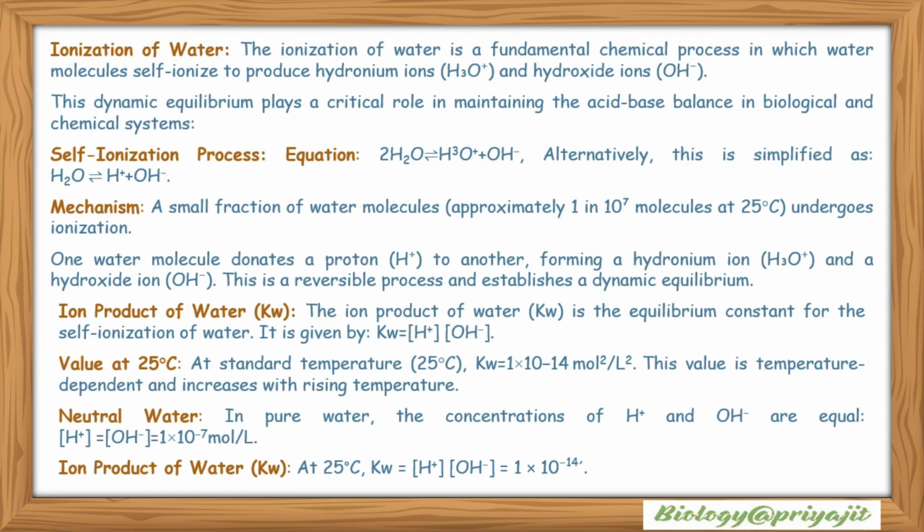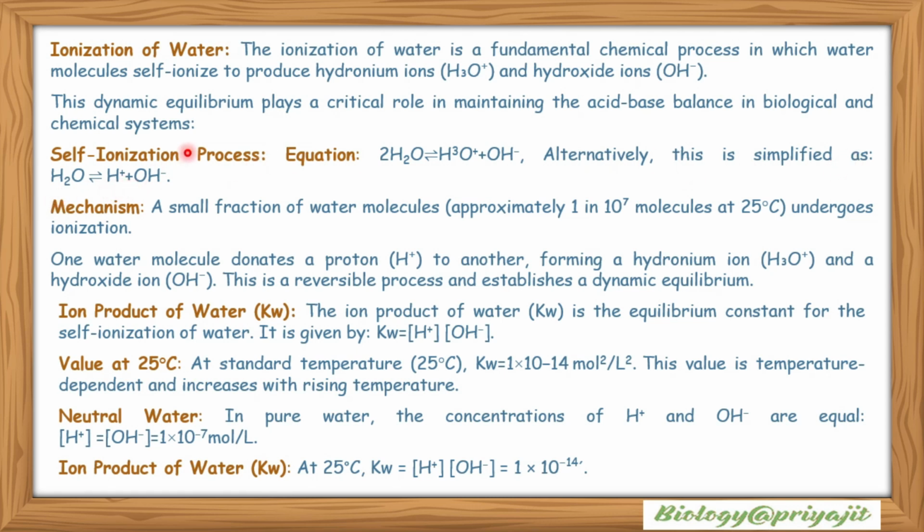Ionization of water. The ionization of water is a fundamental chemical process in which water molecules self-ionize to produce hydronium ion and hydroxide ion. This dynamic equilibrium plays a critical role in maintaining the acid-base balance in biological and chemical systems. The self-ionization process equation involves 2H2O giving H3O+ plus OH-, and alternatively it can be simplified as H2O giving H+ plus OH-.